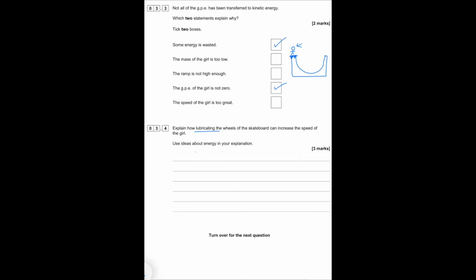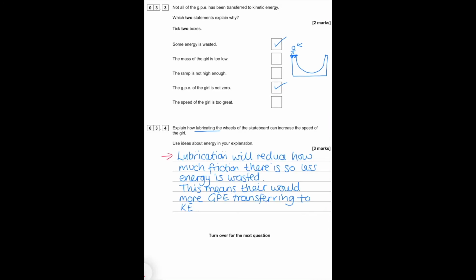Explain how lubricating the wheels of the skateboard can increase the speed of the girl, and use ideas about energy in your explanation. So the lubrication will reduce how much friction there is, so that means less energy is wasted. Also, this means that more of the gravitational potential energy is being transferred to kinetic energy.